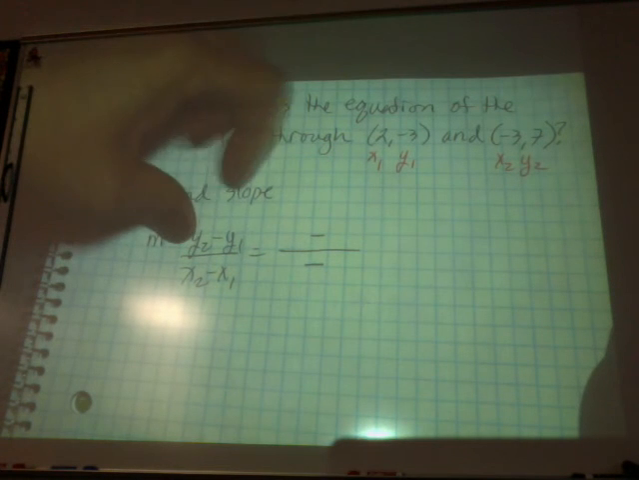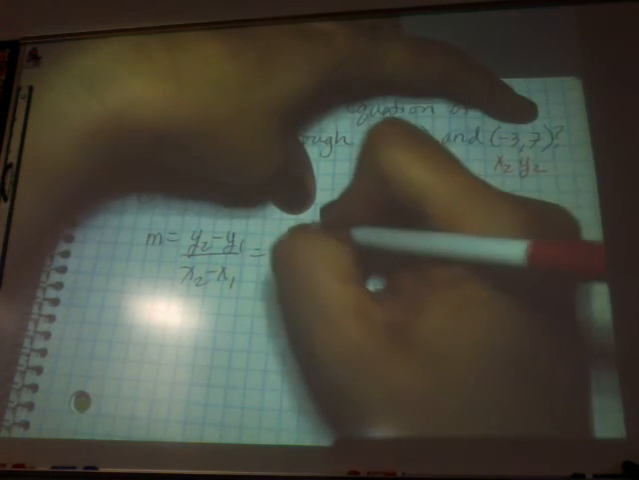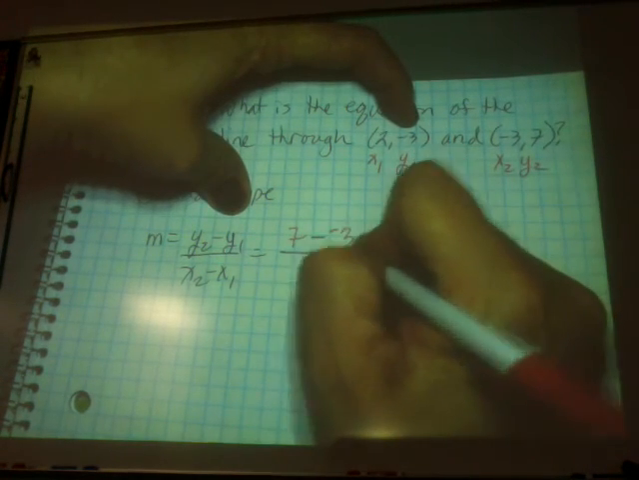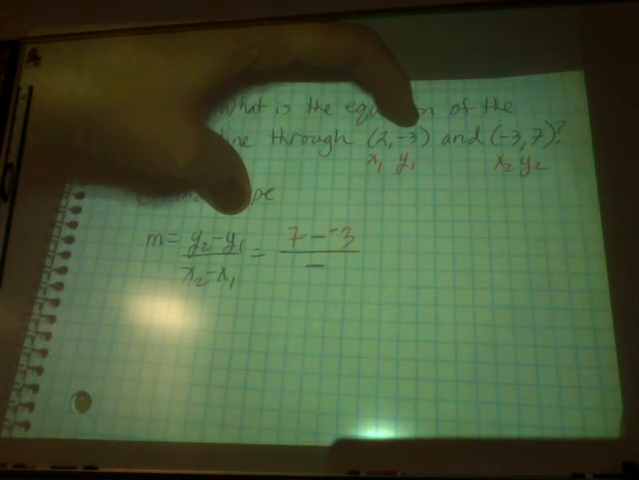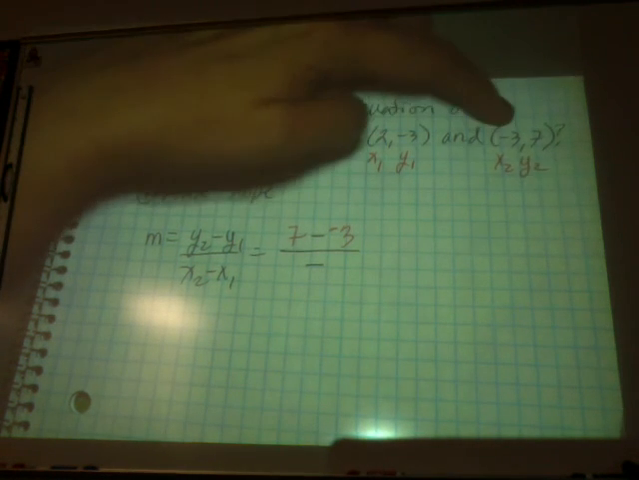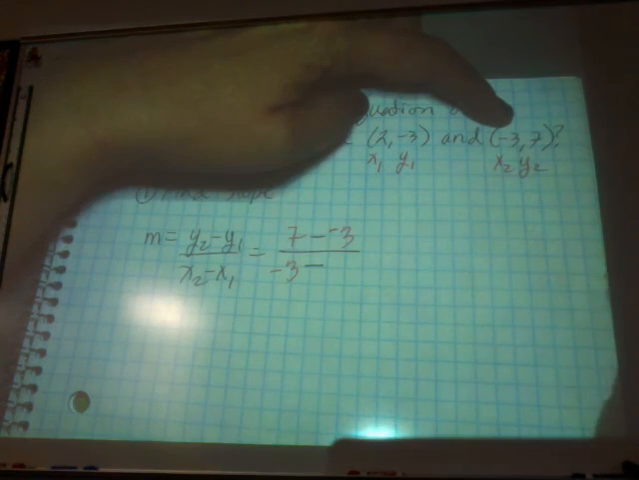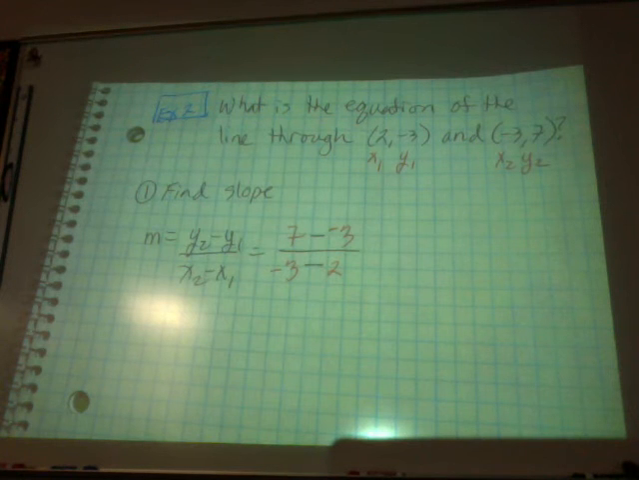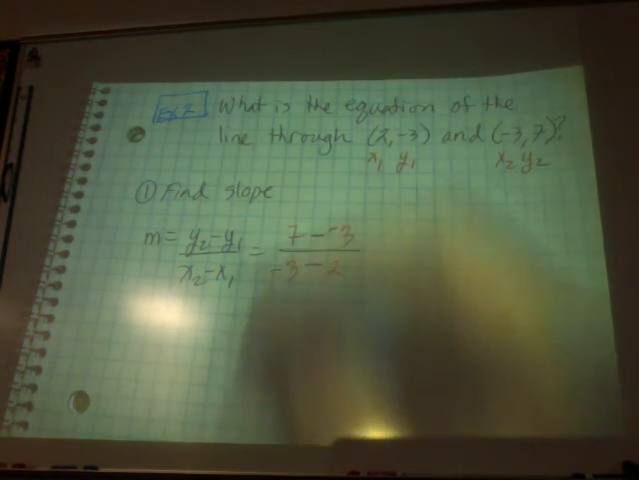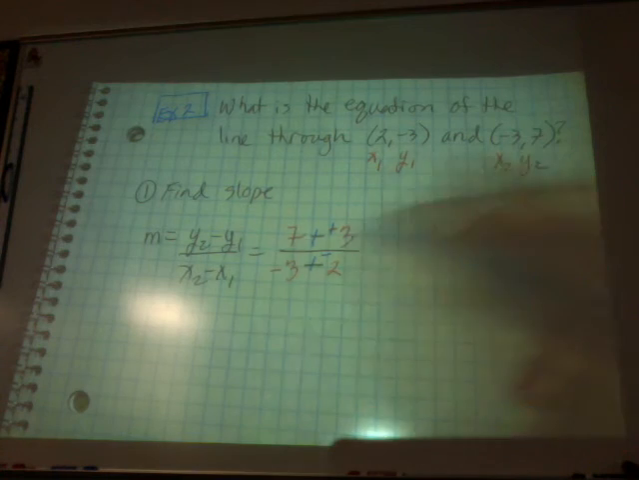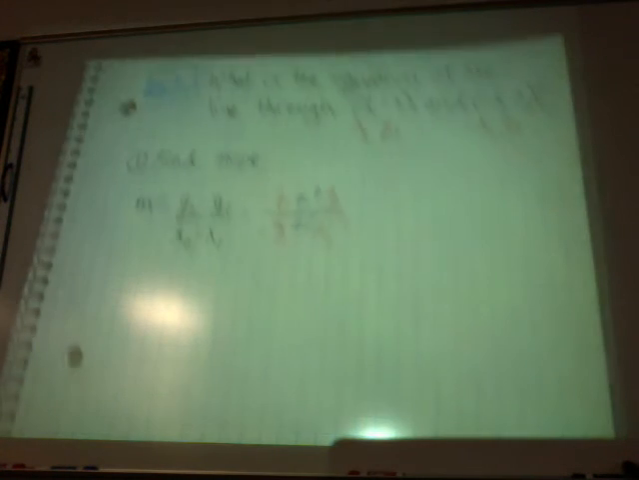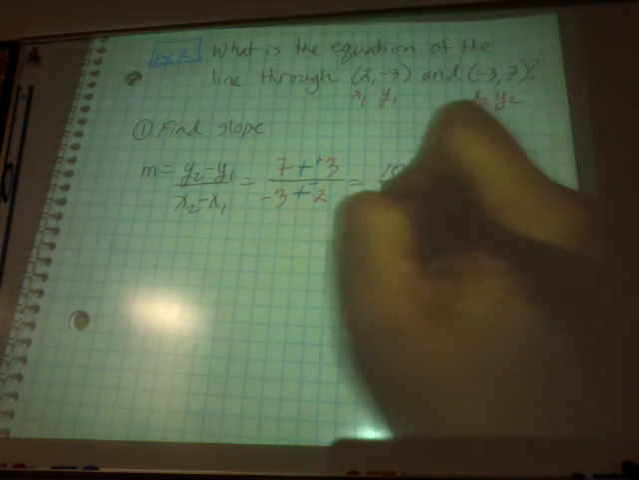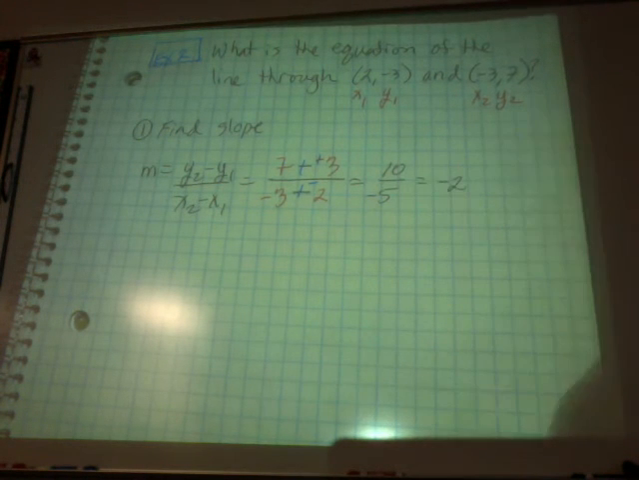So for y sub 2, I'm going to put it in here, and I have 7. For y sub 1, it's negative 3. So I've got 2 negatives, minus and minus. We'll take care of that in a minute. For x sub 2, I'm putting in negative 3. And for x sub 1, I'm putting in 2. Then make sure you add the opposite before you do anything. So plus plus and plus minus. And then go ahead and add. So I get 10 over negative 5. Doesn't that give me negative 2 as a slope?